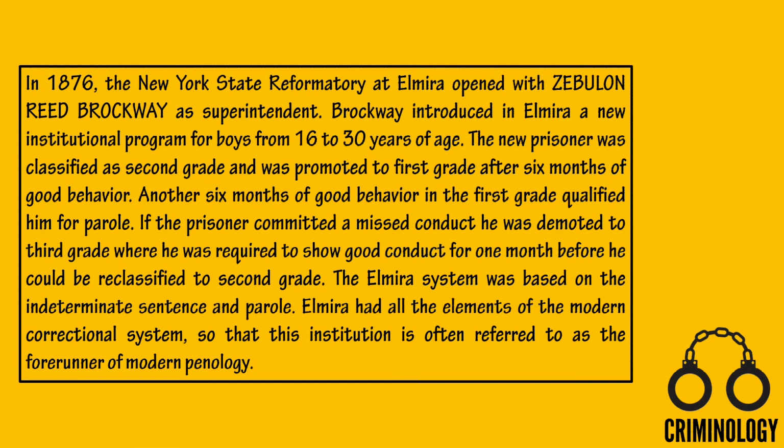If the prisoner committed a misconduct, he was demoted to third grade where he was required to show good conduct for 1 month before he could be reclassified to second grade. The Elmira system was based on the indeterminate sentence and parole. Elmira had all the elements of the modern correctional system, so that this institution is often referred to as the forerunner of modern penology.